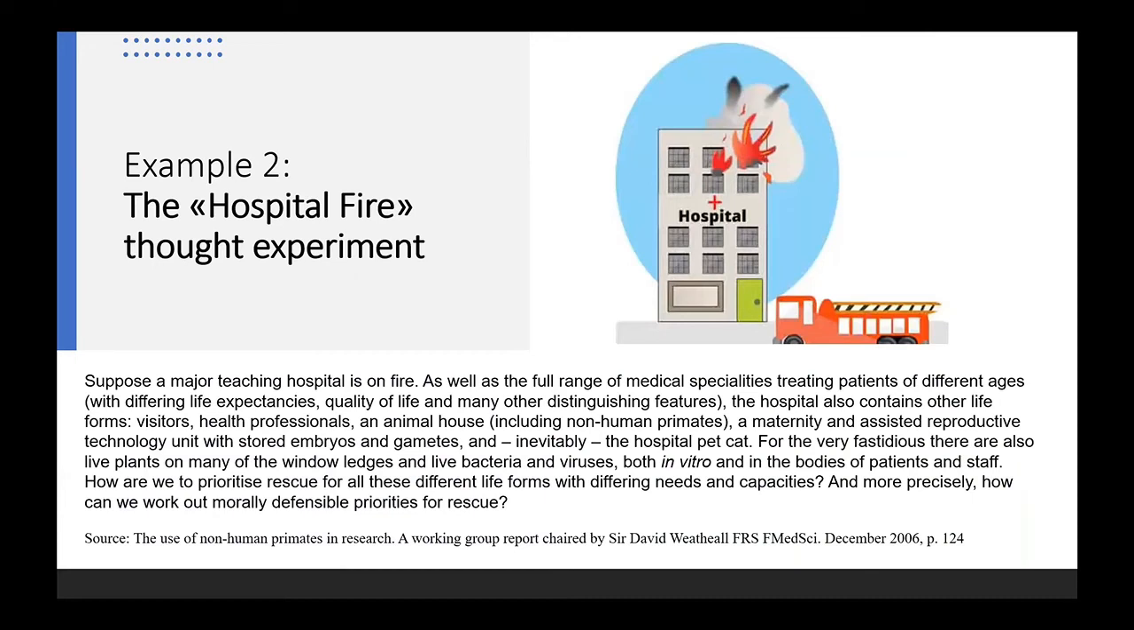Second example is the hospital fire thought experiment. It's about the moral status of living beings, from cats, the hospital pet cat, to non-human primates, patients, medical doctors, and so on, in a hospital which is on fire. So it's about rescue priorities and providing reasons why there's been a different ranking among human beings or among animals, plants, and human beings.